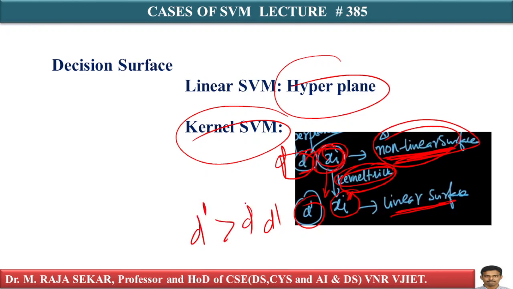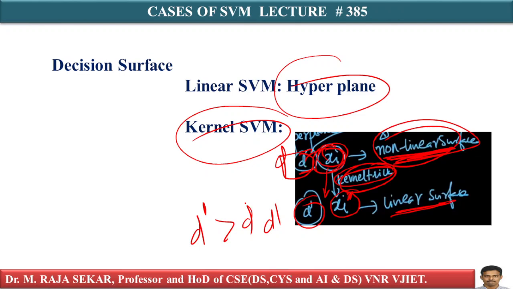How can I do it? Using the kernel trick, you want to take the points which are in d-dimensional space into points in d-dash dimensional space. In d-dash dimensional space, a higher dimensional space, you have a linear surface. In the original dimensional space, it is a non-linear surface. That is the core idea of kernel SVM.